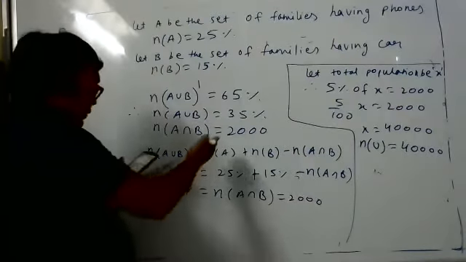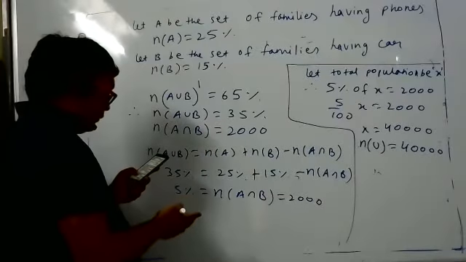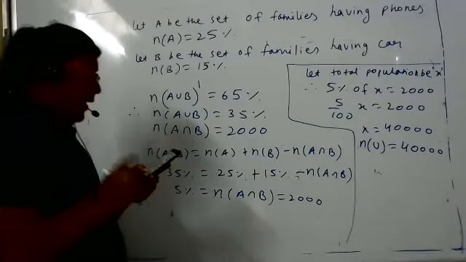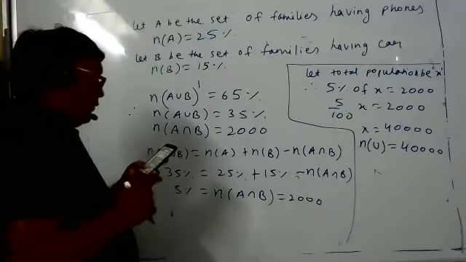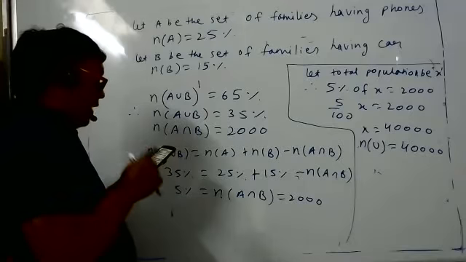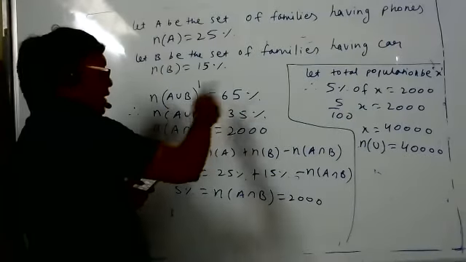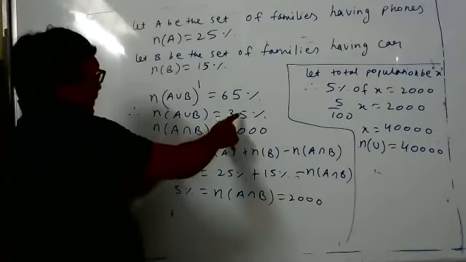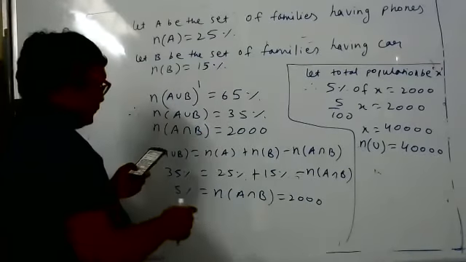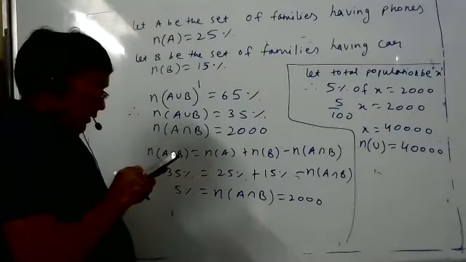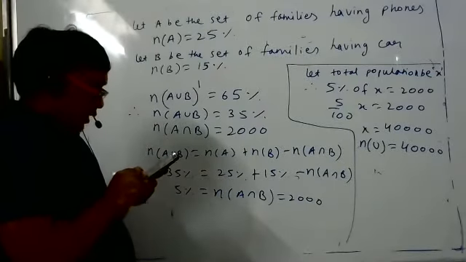Yes, correct. Second also correct. Second statement is 35% of families own either a car or a phone. Neither a car nor a phone was 65. The opposite of that is 35. Yeah, right. So the second is correct. And the total number of families in the town, 40,000, is correct. So the answer is second and third. So option C.